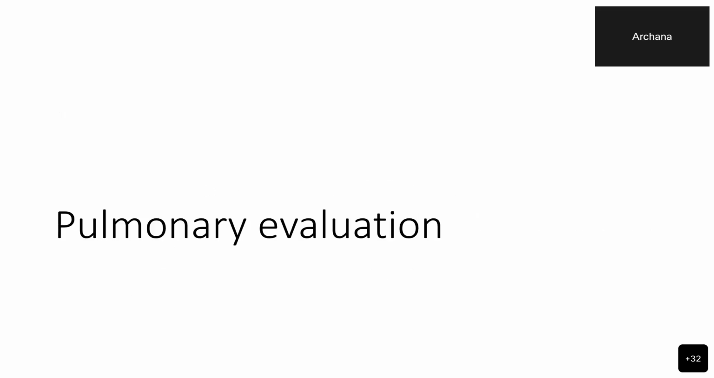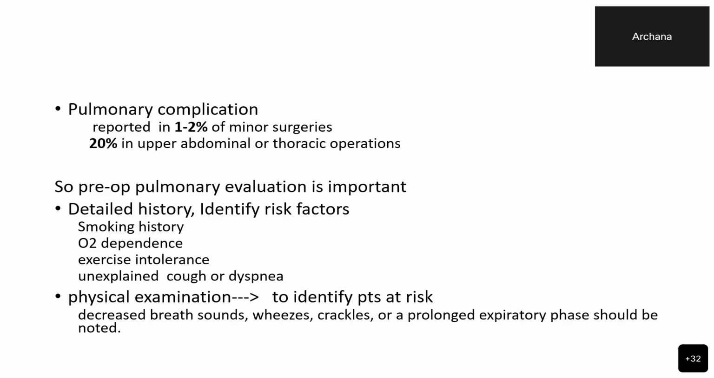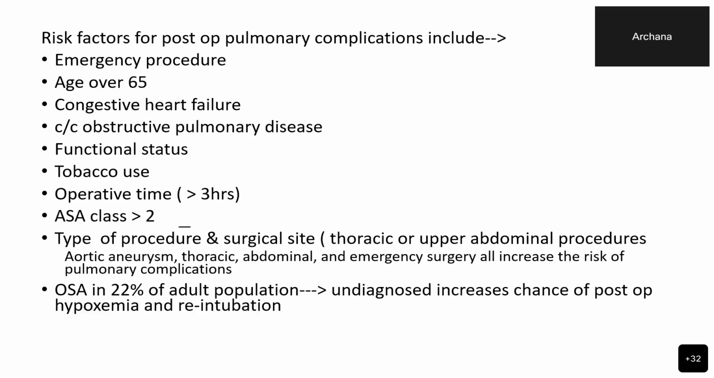Coming to the pulmonary evaluation. So pulmonary complications are reported in 1 to 2% of minor surgeries and 20% in upper abdominal or thoracic operations. So pre-op pulmonary evaluation is important. A detailed history to identify risk factors like smoking history, oxygen dependence, exercise tolerance, unexplained cough or dyspnea should be done. Physical examination to identify patients at risk should be done, like examination for wheezes, crackles, prolonged respiratory phase, etc.